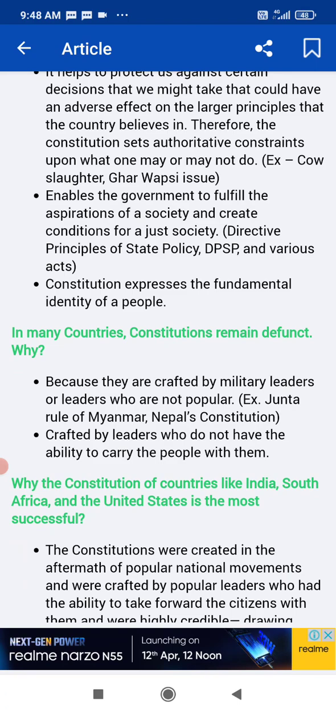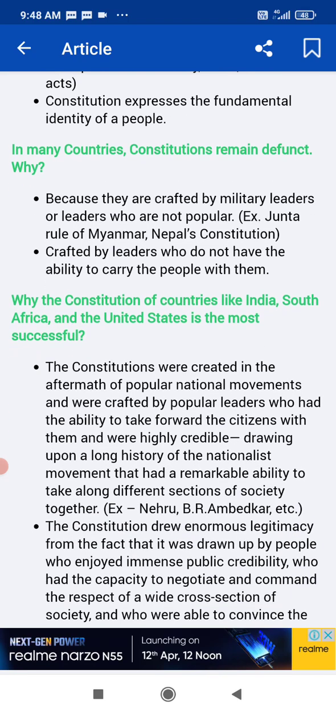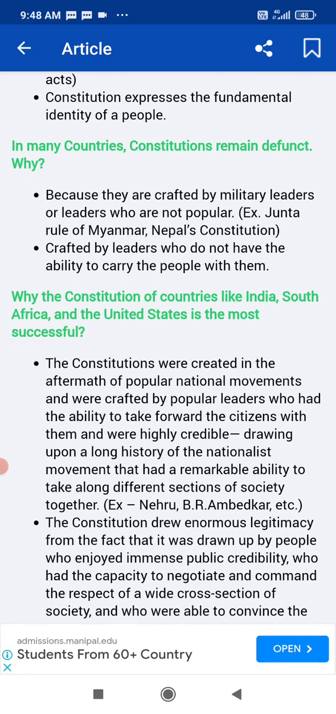In many countries, the constitution remains defunct. Why? Because they are crafted by military leaders or leaders who are not popular. Example: junta rule of Myanmar, the Nepal constitution, crafted by leaders who do not have the ability to carry the people with them. Why is the constitution of countries like India, South Africa, and the United States the most successful?